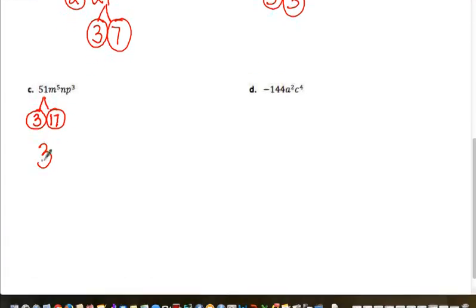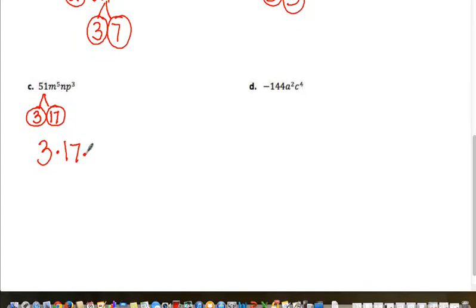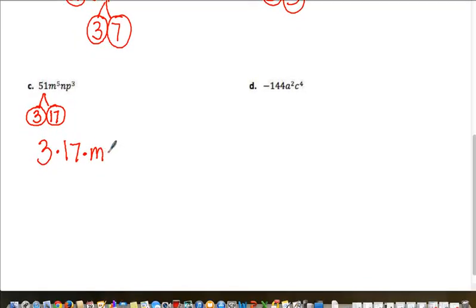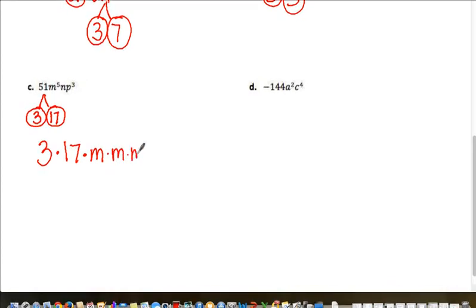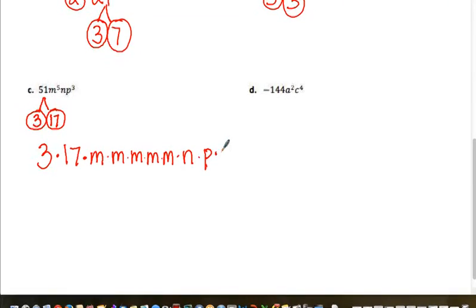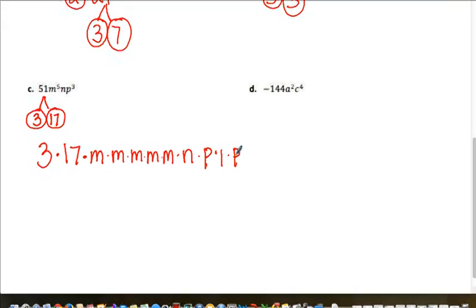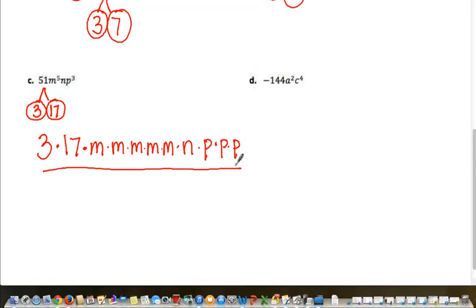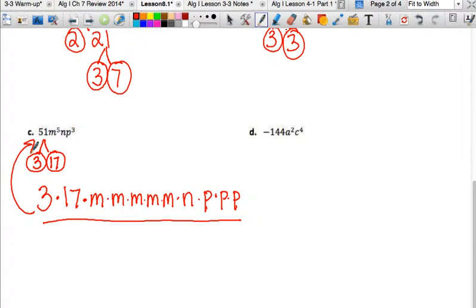So we get 3 times 17 times, and then how many m's do we have being multiplied? 5. So I have to put 5 m's down. 1, 2, 3, 4, 5. And then we have 1 n. So there we go. And then 3 p's. 1, 2, 3. Okay, and that's it. This right here is the prime factorization of that monomial.